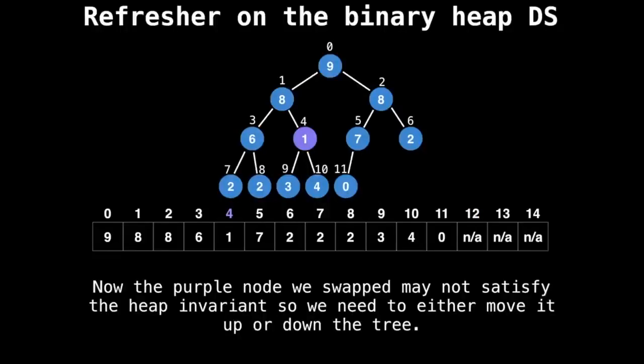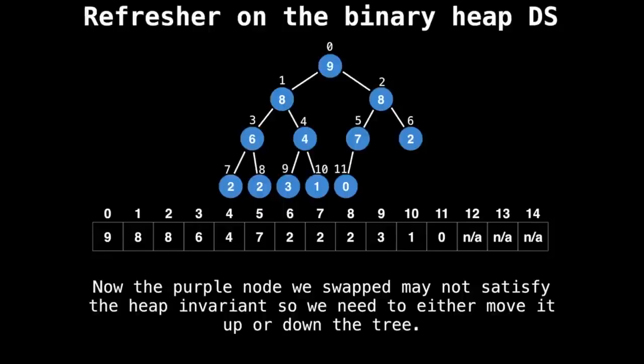Now the purple node we swapped into 5's position may not satisfy the heap invariant, so we need to either move it up or down the tree. In this case, since the purple node has the value of 1, which is smaller than its children, and we're dealing with a max heap, we'll want to move the node down. That was a quick recap on just about everything you need to know about a traditional priority queue.